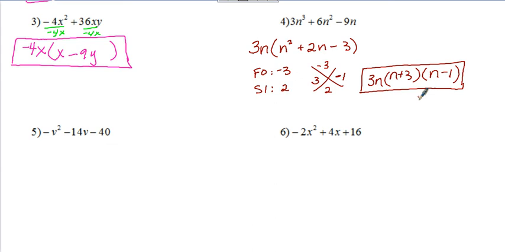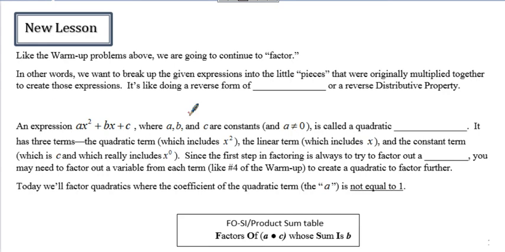So if you need to pause the video and practice the rest of your practices and check them against the key, go ahead. But hopefully this is ringing some bells from Algebra 1. Now, the Algebra 2 material today, we're going to continue to factor.